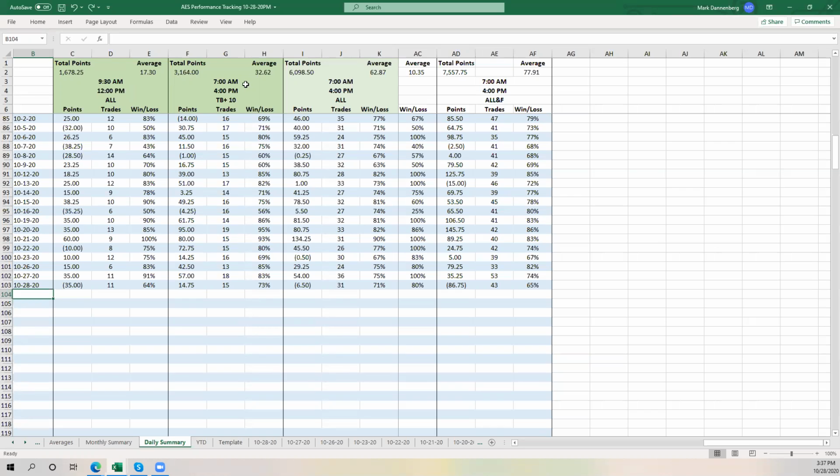And the other category is trading from 7 a.m. Eastern to 4 p.m. Eastern and taking the trend bias trades plus the continuation trades. So those are all trend aligned trades. There is another category that we keep an eye on.